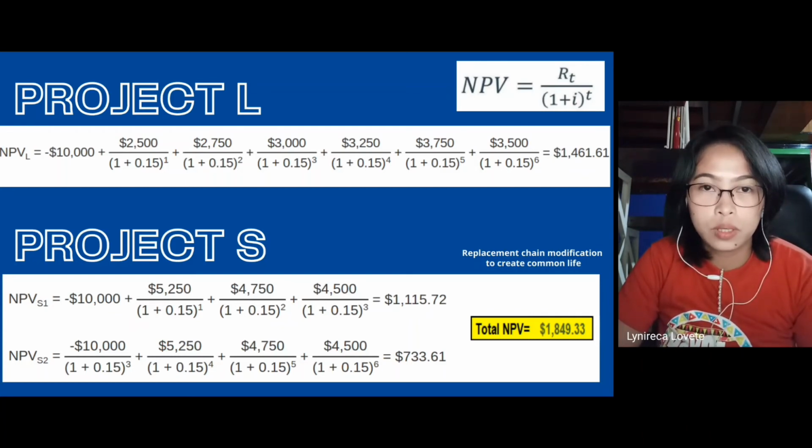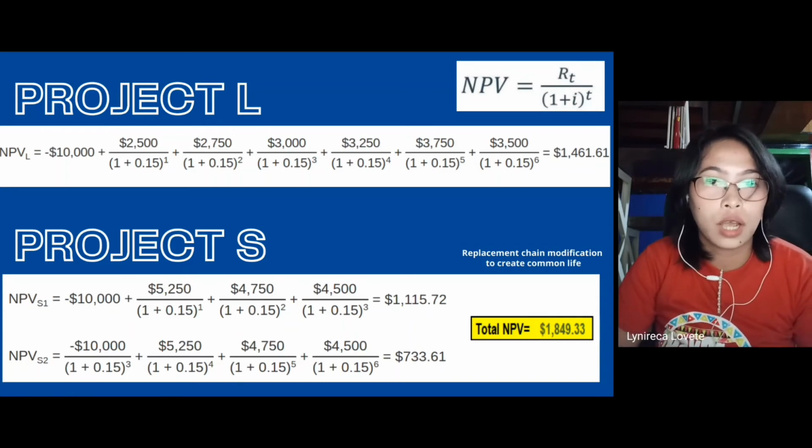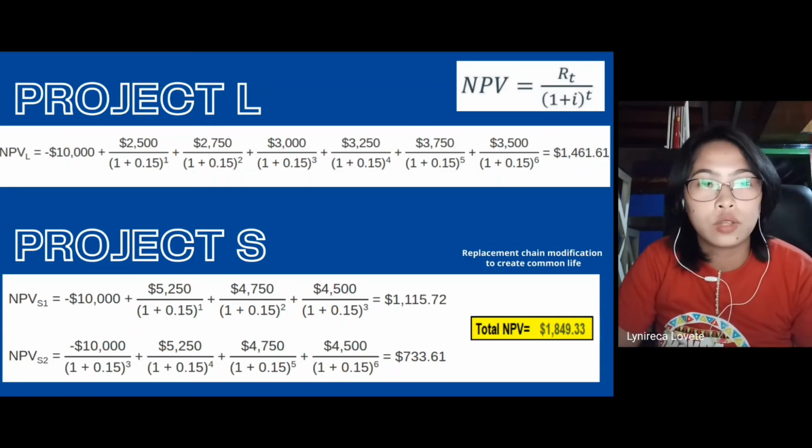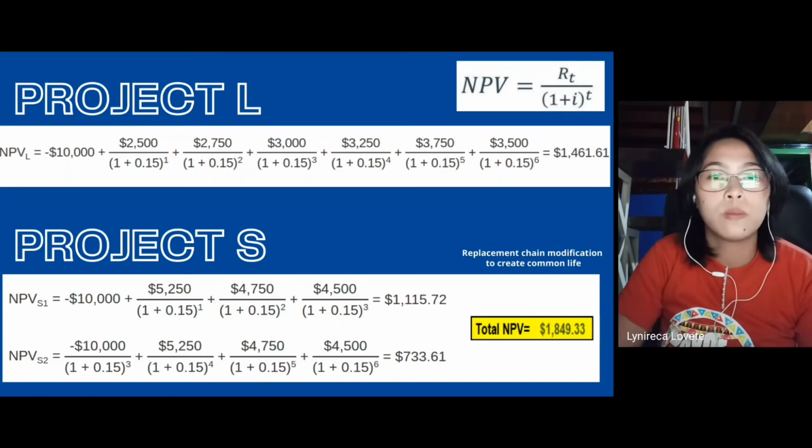In the project S, it comprises 3 years. Therefore, we will be solving it in a common life, which is 6 years. So in the presentation, the representation of the 3 different cash flows, which is the 5,250, then the 4,750, and 4,500. So with the replacement chain modification to create a common life, this cash flow is repeated in order to derive 6 years.